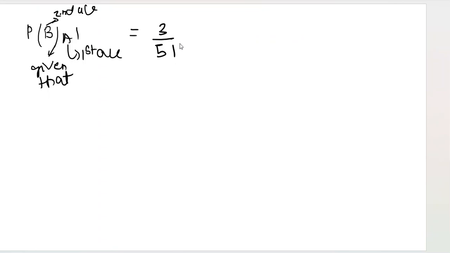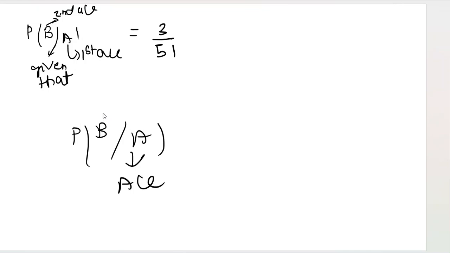For a simple reason, when you do P of B by A, you have to assume that the first card that you removed was already an ace. Now you have to ask yourself what is the probability of getting a second ace when you know the first card was an ace. So the card that you removed in the first attempt was an ace. So now when you want to draw another ace, there are only 3 aces left and the total cards left are 51. Which is why you get the answer as 3 upon 51.